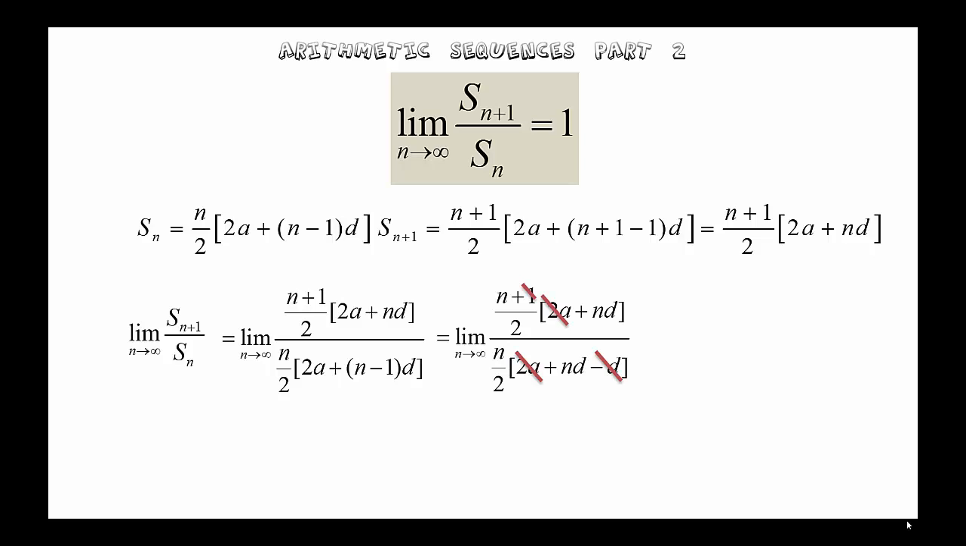Now notice that for large values of n, the values of 1, 2a, d and 2a in the denominator are negligible, so we can more or less replace them with the idea of a 0. And what remains is what we have there on the right. And you can see that the numerator and the denominator are now the same, so cancel those and we're left with 1. A neat little proof.